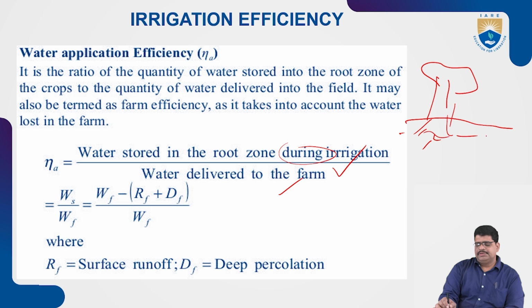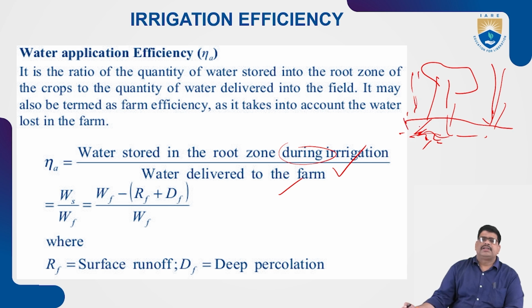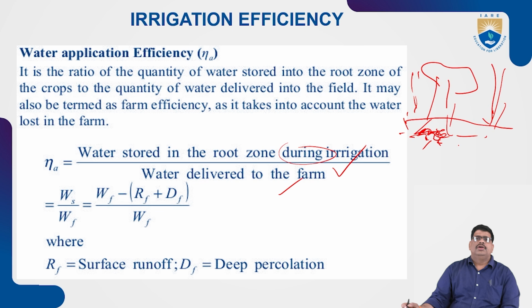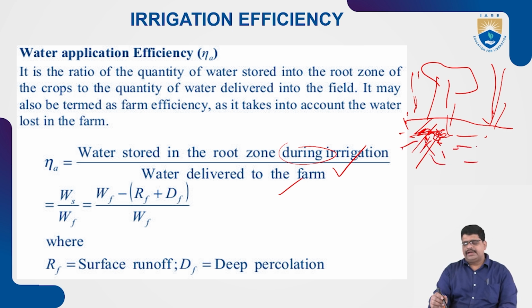So water can be stored in the root zone. How much water is supplied at the top, whether it is rainwater, runoff, or supplied through a pipeline, whatever the mode of supply, we look at how much of the water is utilized and stored in the root zone. How much water is delivered? How much is stored in the root zone? This is the important factor we are going to discuss.